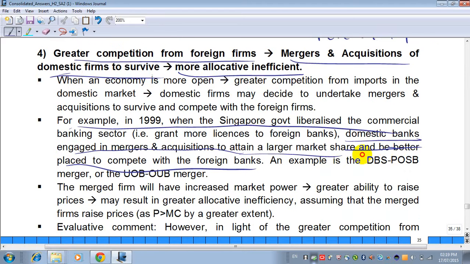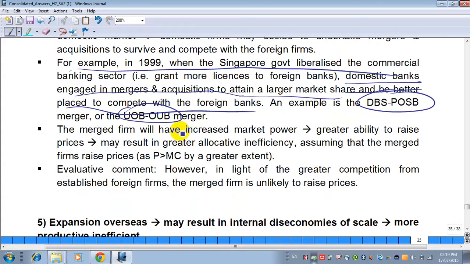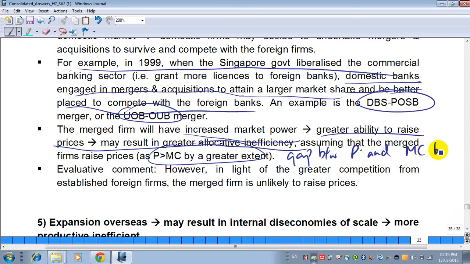So just remember the DBS POSB merger. They used to be separate banks but they merged, and the UOB OUB merger. As I said just now, there'll be greater market power, with greater ability to raise prices, which may result in greater allocative inefficiency. Again, you can talk about the gap between P and MC becoming wider, and you can even talk about the deadweight loss. The size of the deadweight loss becomes larger. And obviously, boys and girls, you don't need to draw the graph again. It's okay because you've drawn it just now.